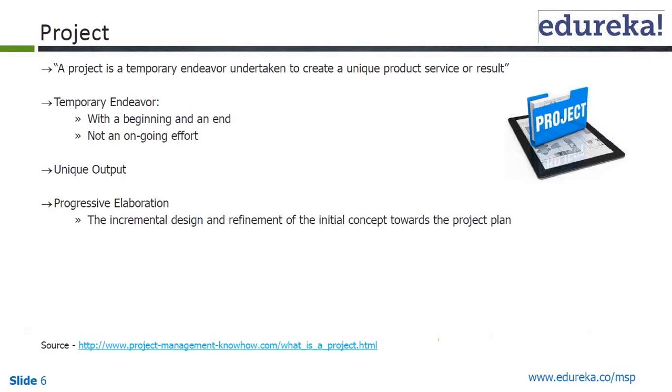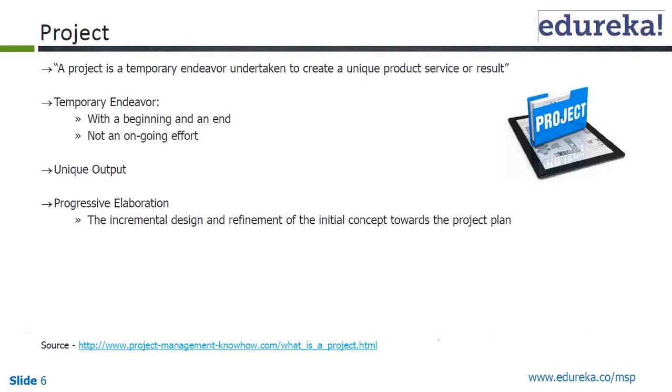Coming to the next slide, it talks about a project. So for those folks who have already attended the PMBOK guide related sessions, in the first session itself, you'll know the definition of a project: it is a temporary endeavor undertaken to create a unique product, service, or result. So temporary means it has a definite beginning and definite end, and it is not an ongoing effort. So that's the first characteristic. The second characteristic talks about a unique product, service, or result. So it has a unique output.